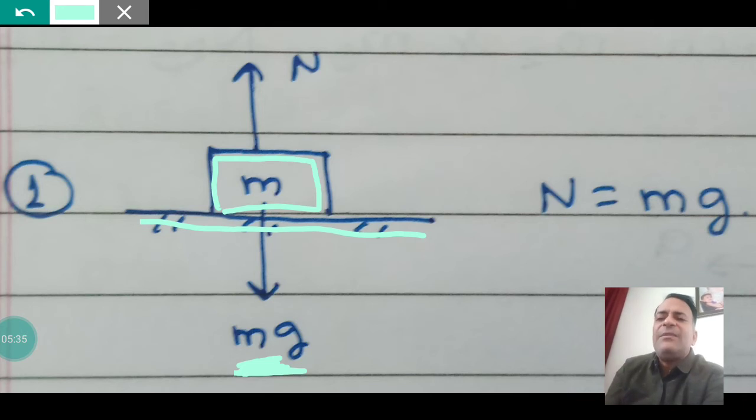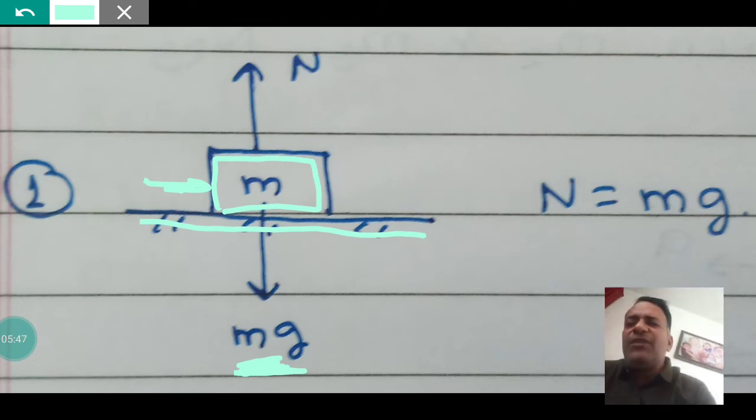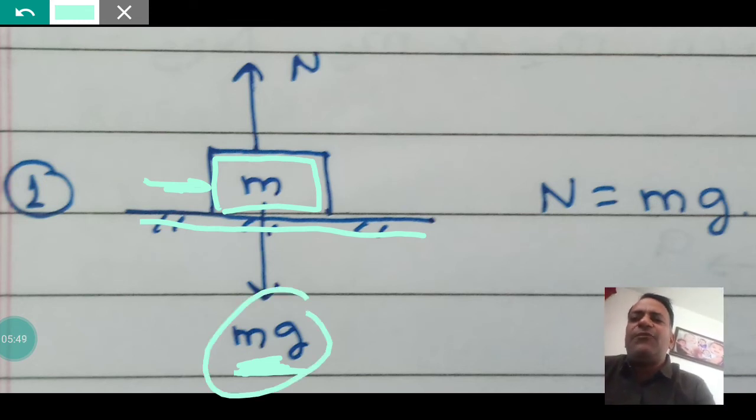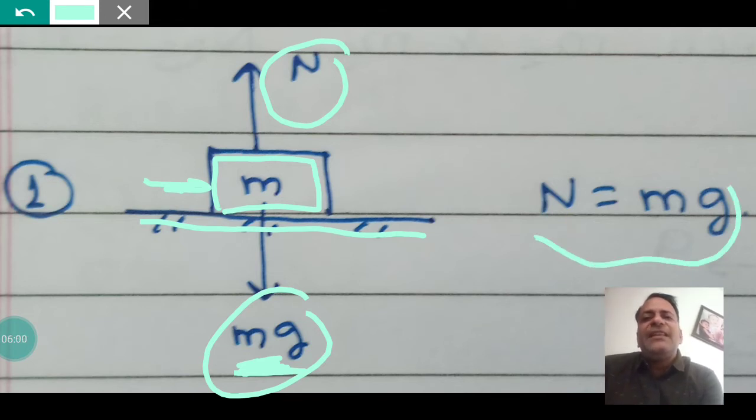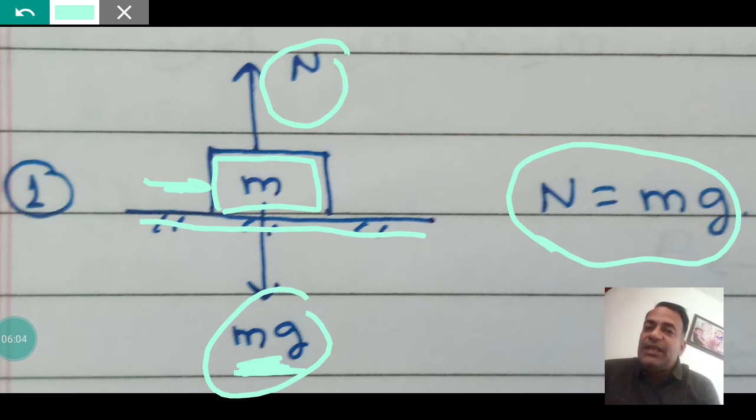Okay, now you can see, because this mass is stationary, that means the upward force and downward force must be equal, right? So what is the downward force? Downward force is equal to mg. What is the upward force? Upward force is equal to N, normal reaction force. That means the upward force and downward force on the body are equal, and so the normal reaction force between that object and the flat surface is equal to mg.